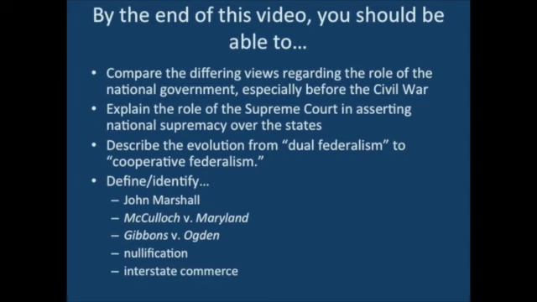Also, be able to describe the evolution from dual federalism to a cooperative federal system in the United States and know the difference between dual federalism and cooperative federalism. I'll give you a hint, it has a little bit of something to do with that cake you just saw on the title slide. Also be able to identify these terms: John Marshall, McCulloch versus Maryland, Gibbons versus Ogden, nullification, and interstate commerce. Alright, let's get started.